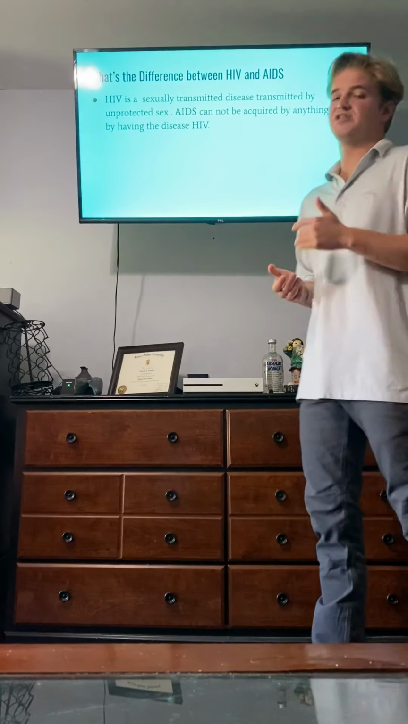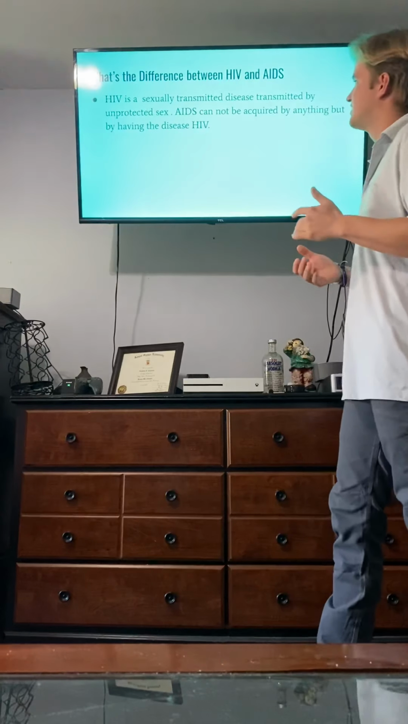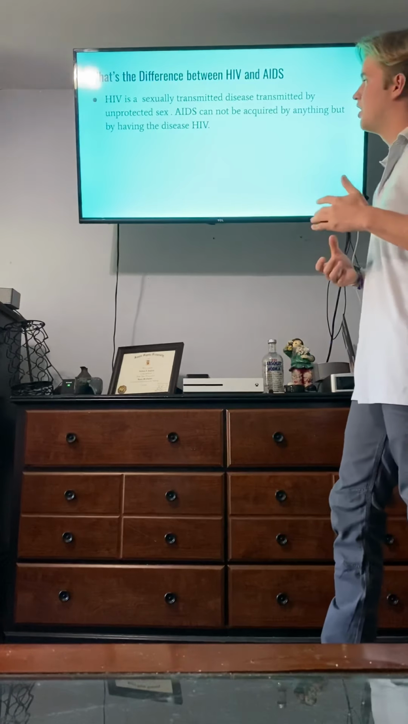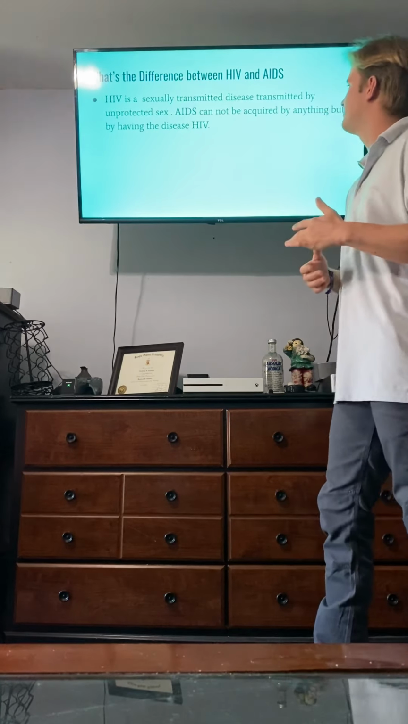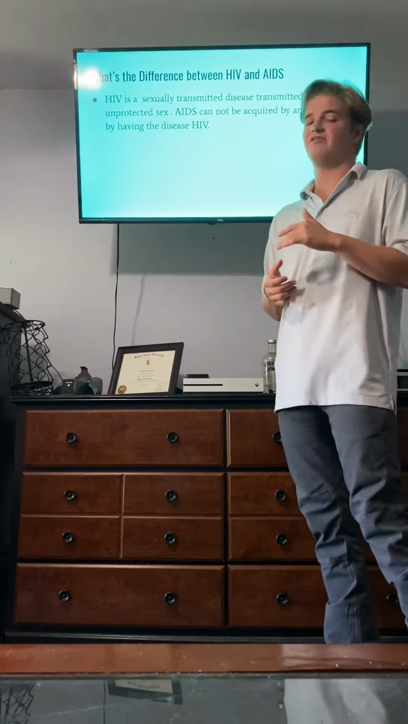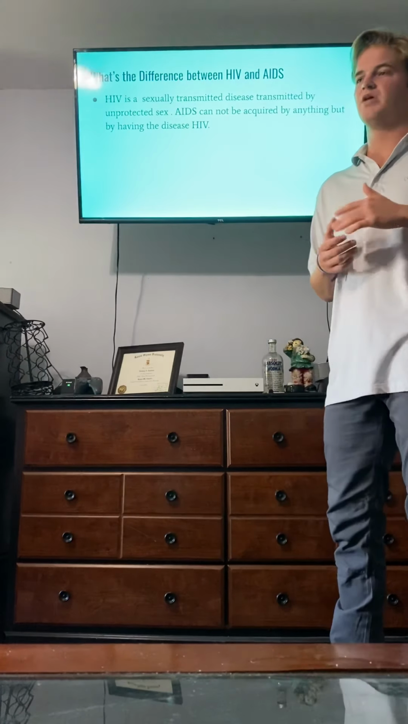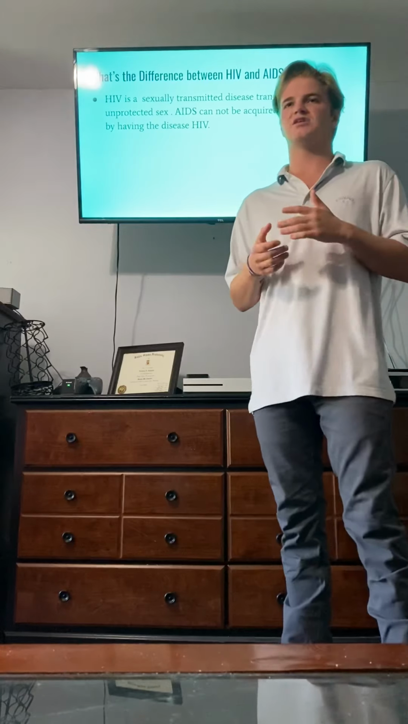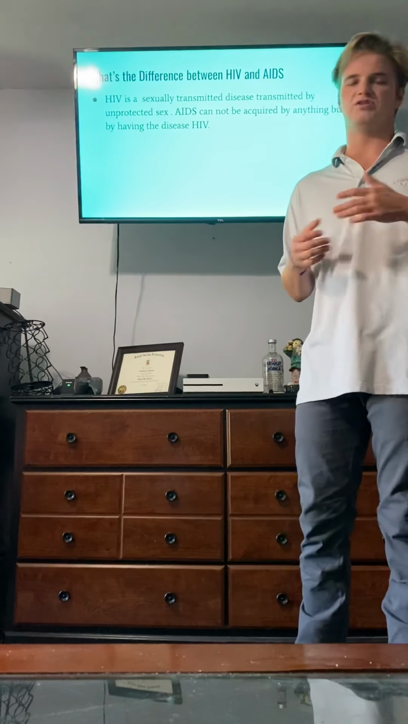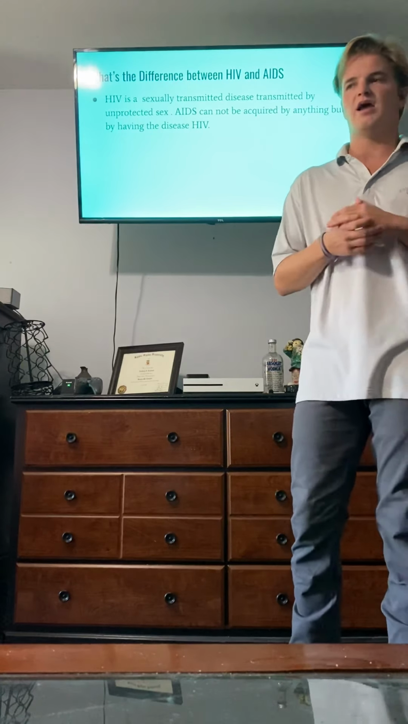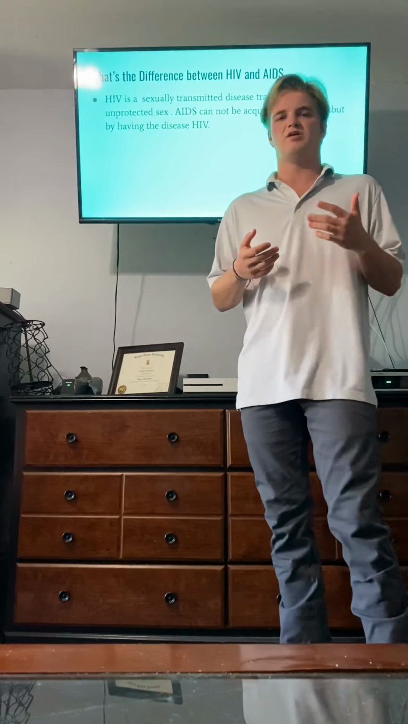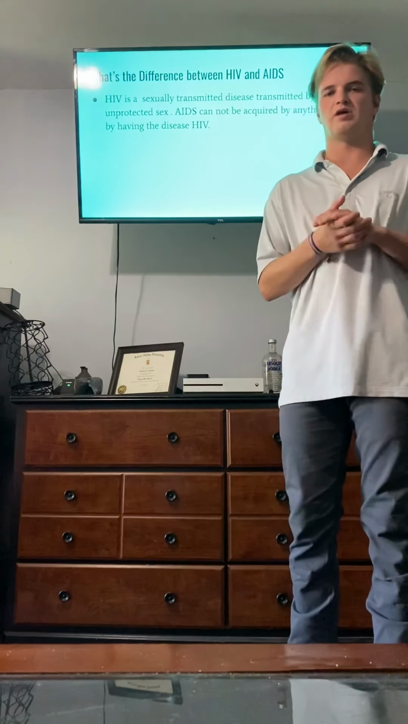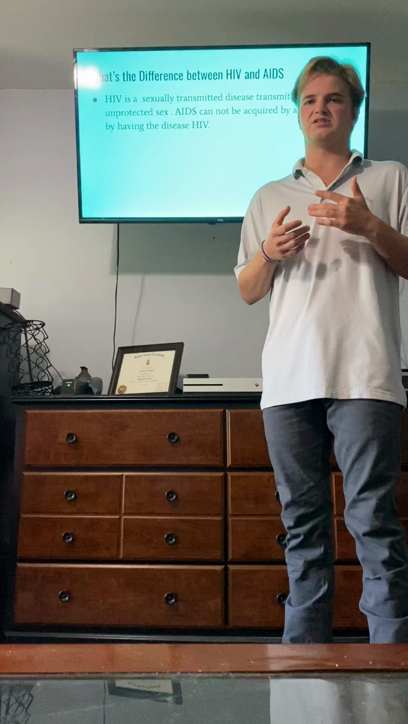What is the difference between HIV and AIDS? HIV is a sexually transmitted disease transmitted by unprotected sex. AIDS cannot be acquired by anything but by having the disease HIV. This meaning AIDS cannot be acquired in just one day like HIV can. HIV is a sexually transmitted disease, meaning you have to have sexual intercourse with a person to acquire this disease.